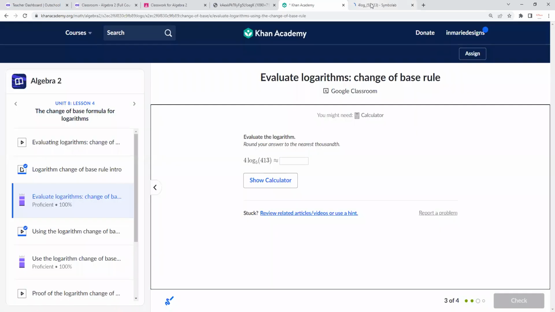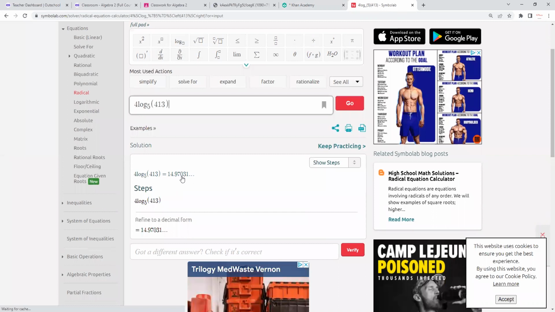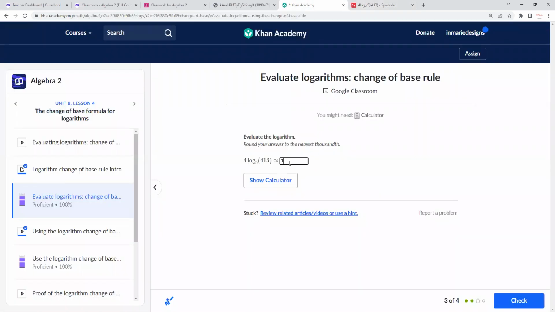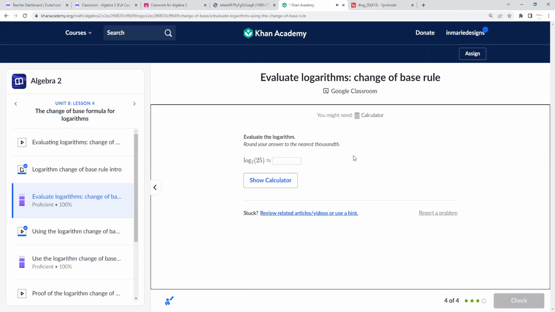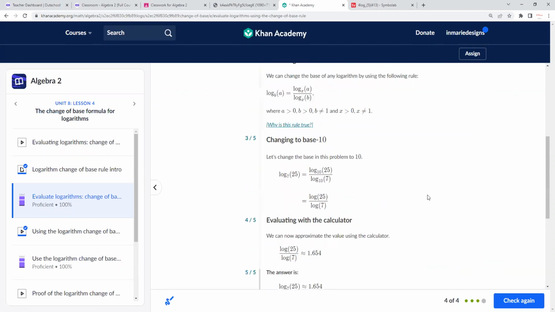This is round to the nearest thousandth. Nearest thousandth is 14.970. But there's another way to do it, if your calculator doesn't allow you to.